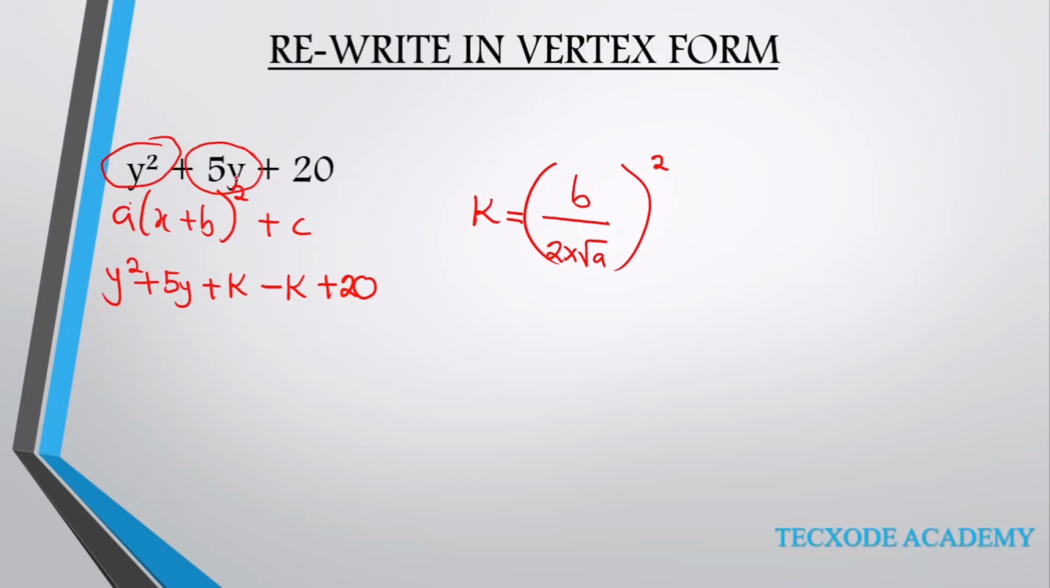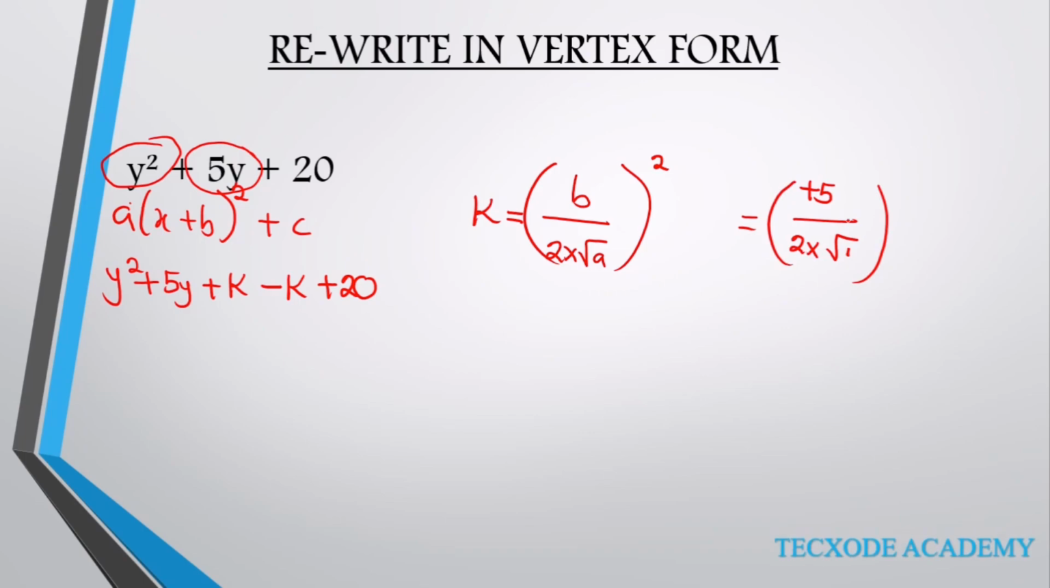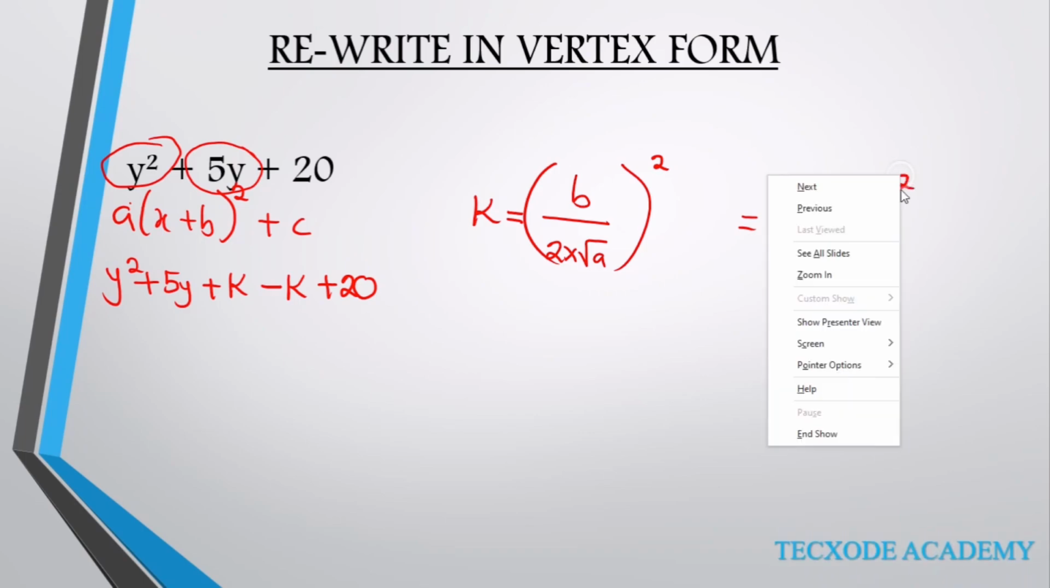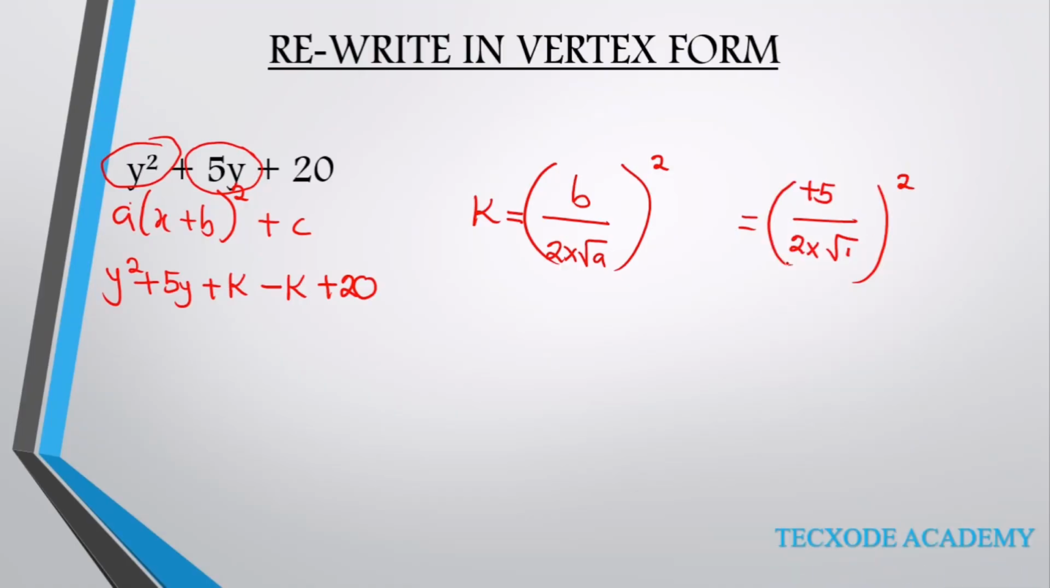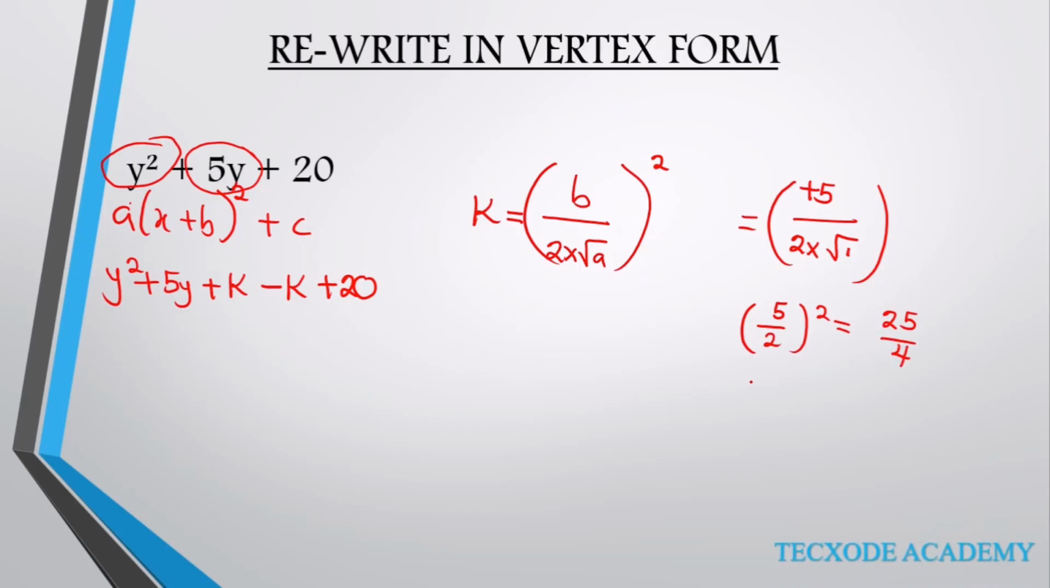And the coefficient of y is b, and that is plus 5. The coefficient of y squared is 1, so I'm going to do 2 multiplied by the square root of 1. It's not necessary that I have to put that plus 5. I just put it to remind us that if we have a negative, we have to include it. So we're going to end up having 5 over 2 all squared, which is 25 over 4. So k is 25 over 4.